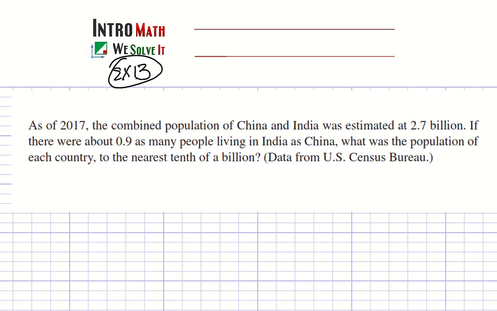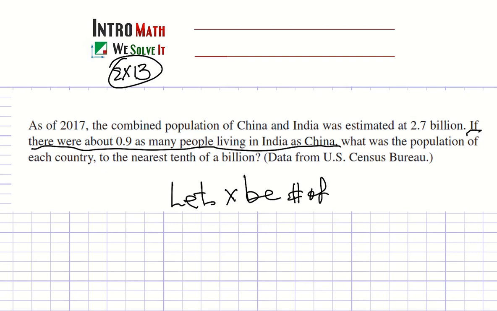Okay. You always pick up on this. This is the comparison. There were 0.9 as many people living in India as in China. So now we're going to start with China. Let x be the population, the number of people living in China, okay? That's the number of people in China.